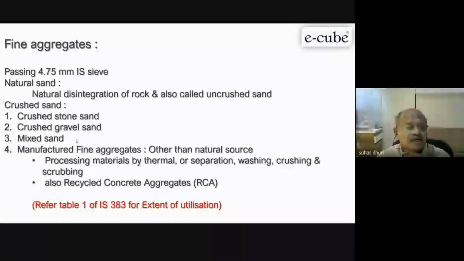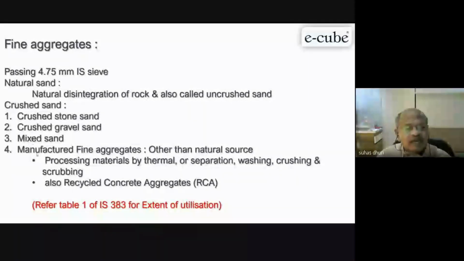So IS is not a restriction for any material to be used in any form. You can use 100% crushed stone sand, you can use 100% crushed gravels, or you can use a mix of these, depending upon their availability in size. Now the blending of size will come later, but this is available.